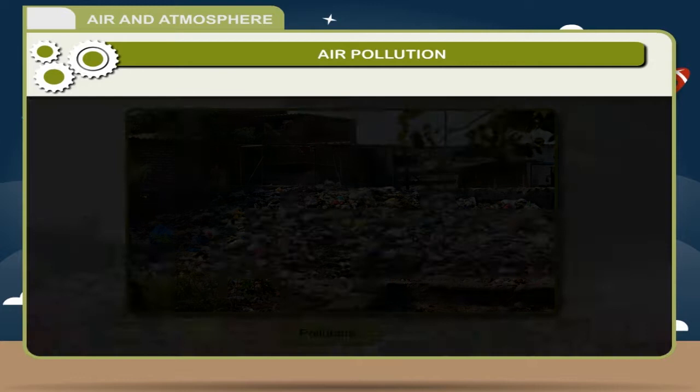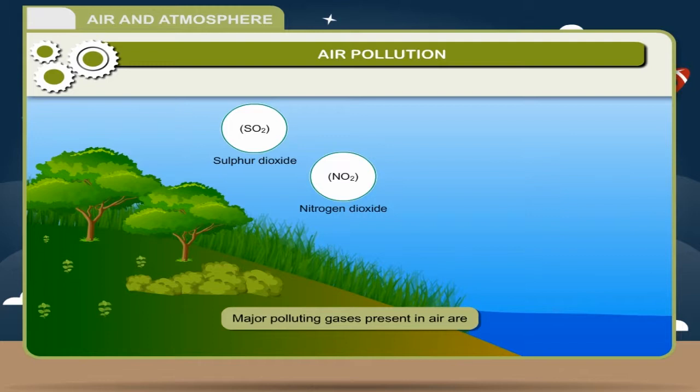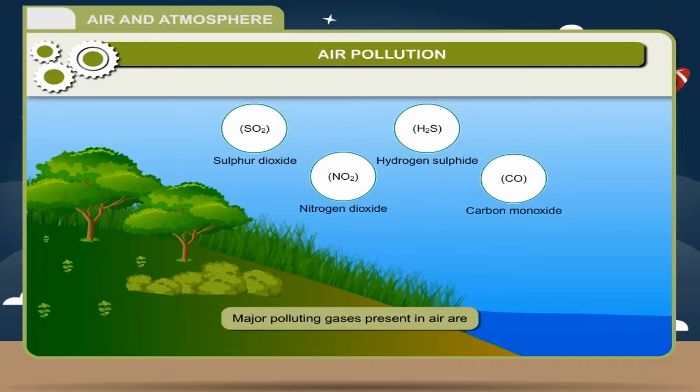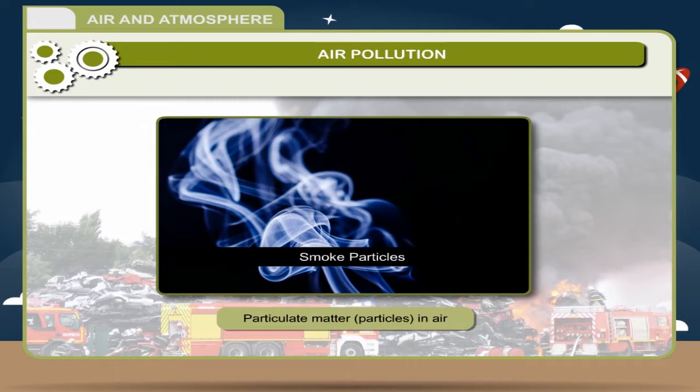Major polluting gases present in air are sulfur dioxide, SO2, nitrogen dioxide, NO2, hydrogen sulfide, H2S, carbon monoxide, CO, chlorofluorocarbons, CFCs, and particulate matter, that is, particles in air, dust particles, smoke particles. Harm caused by pollutants.